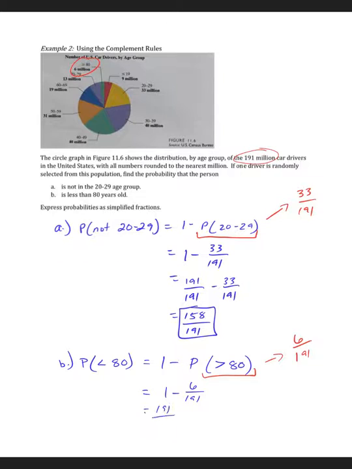Again, I'm going to rewrite the 1 in the form of a fraction, and then we subtract across the numerators to get 185 over 191. Again, make sure your fraction is in its simplified form, which in this case it is. Okay, let's move on to the next page.